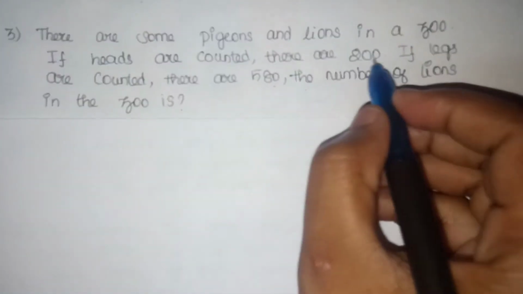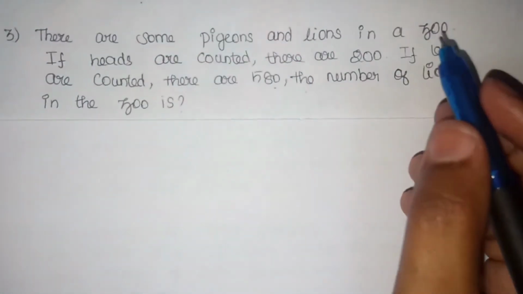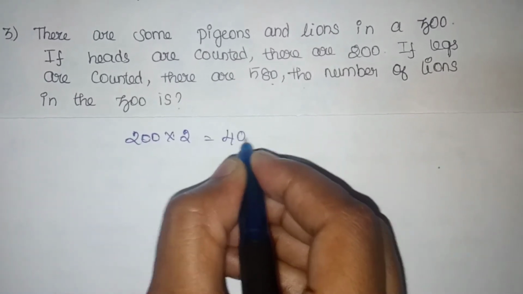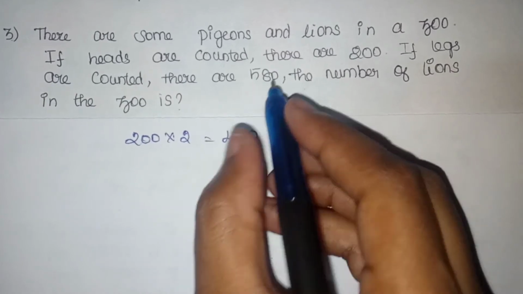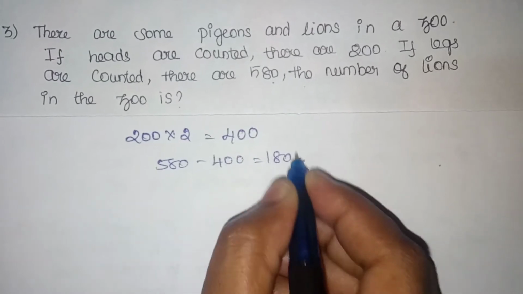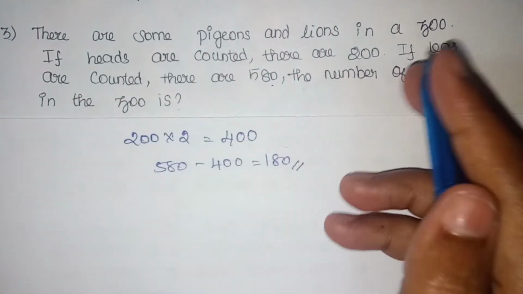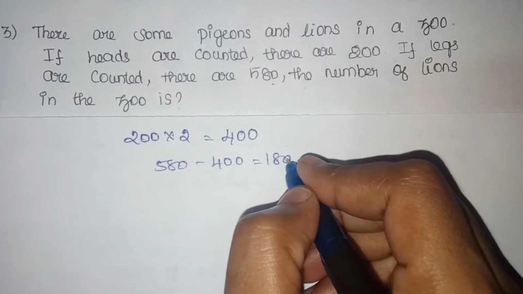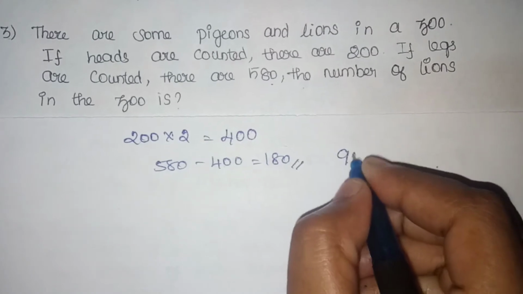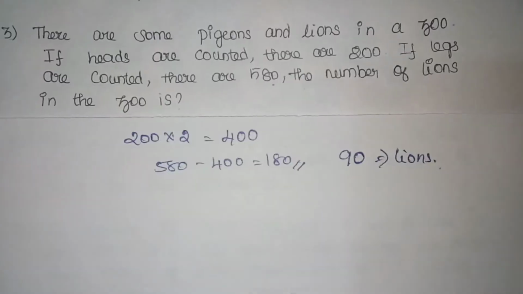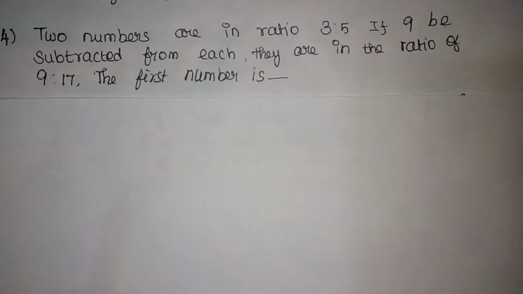If we assume all the 200 were pigeons, so number of leg count will be, for each pigeon we will have 2 legs. So for 200 pigeons we will have 200 into 2, that is 400 legs. But actually we have 580 legs, that is 580 minus 400, we have extra 180 legs. This extra 180 is due to the lions. Each lion has 2 extra legs, so the total count of legs is 180 more. So total number of lions will be 90, that is half of 180. So number of lions will be 90. Let us see the fourth problem.